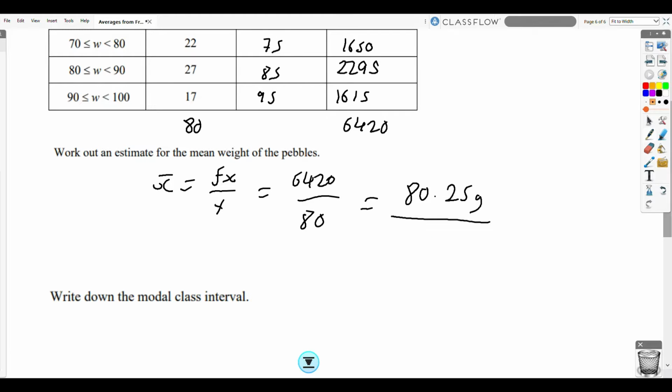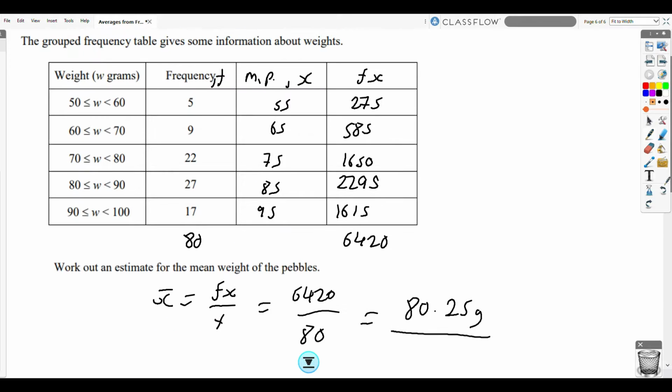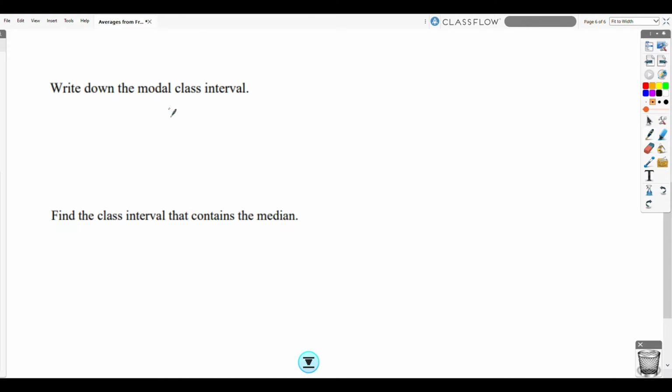Next, we're going to work out the modal class interval, so which class has the highest frequency. If we look at the table, it's 27, so it's going to be the 80 to 90 range. So 80 less than or equal to w less than 90.